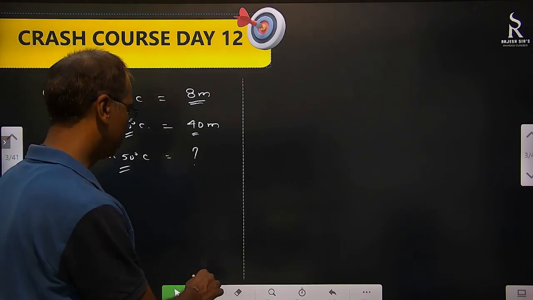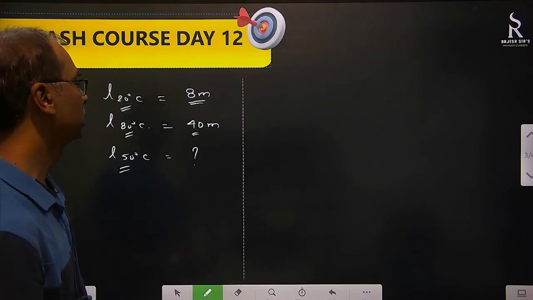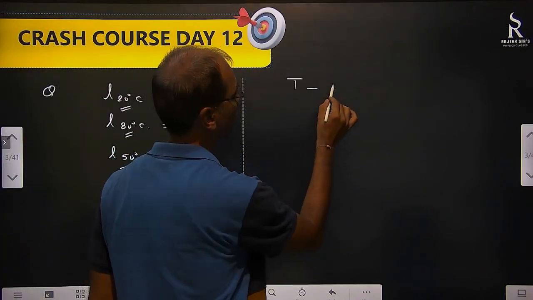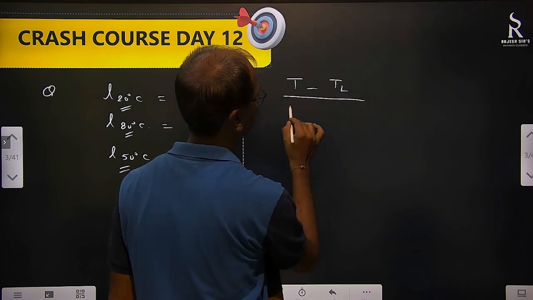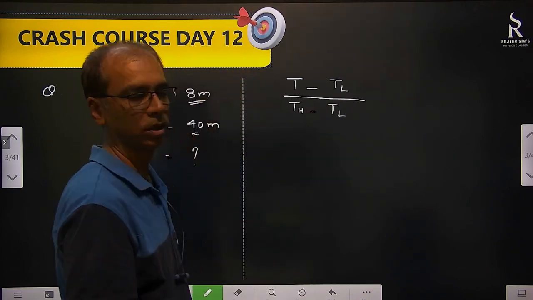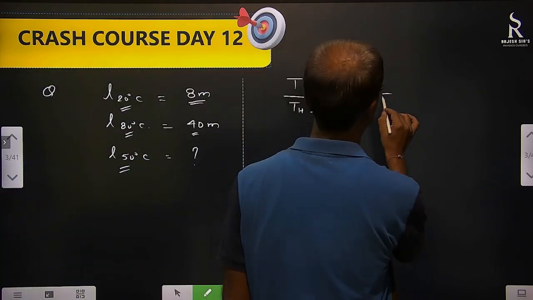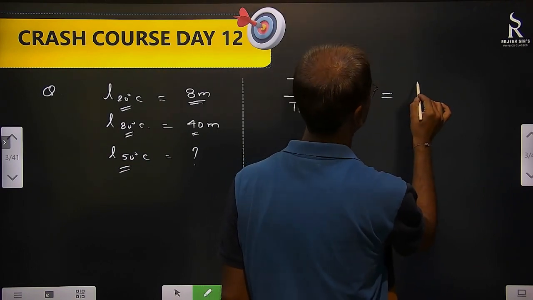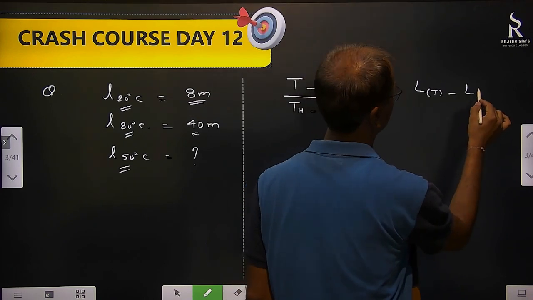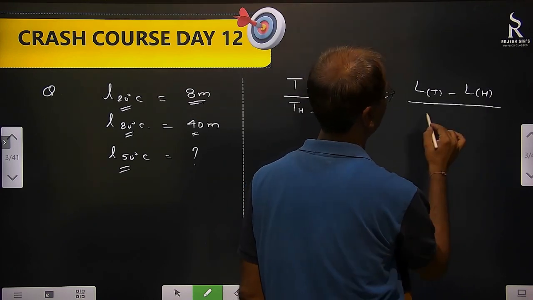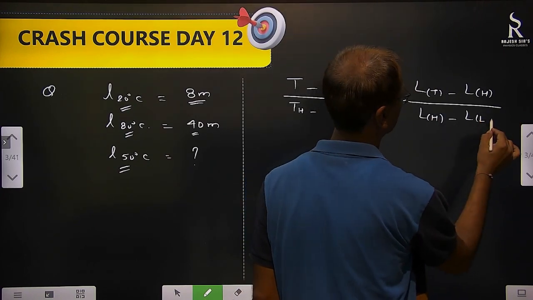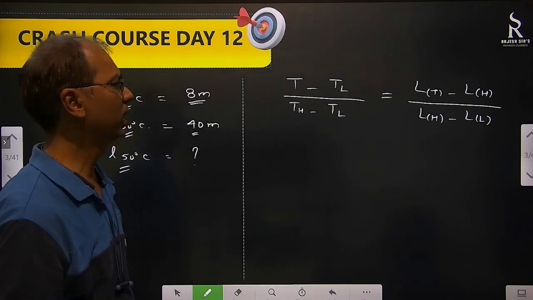One formula I told you, that formula I am going to use. What is that? Let's see. I told you that T minus lower temperature, divided by higher temperature minus lower temperature, equals the property value corresponding to temperature T minus the property value at the lower temperature, divided by the property value at the higher temperature minus the property value at the lower temperature. This I am going to use and directly you will get the answer.